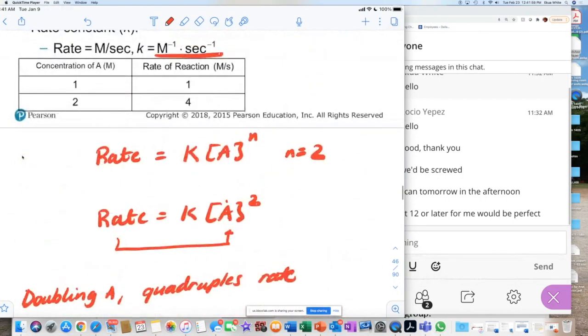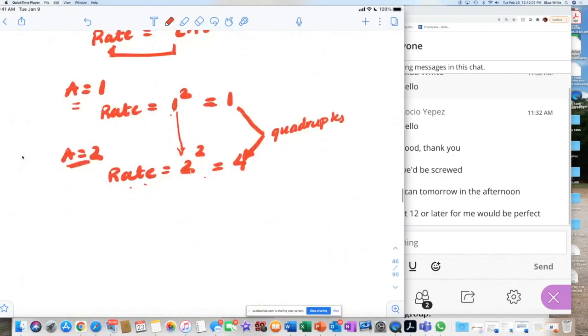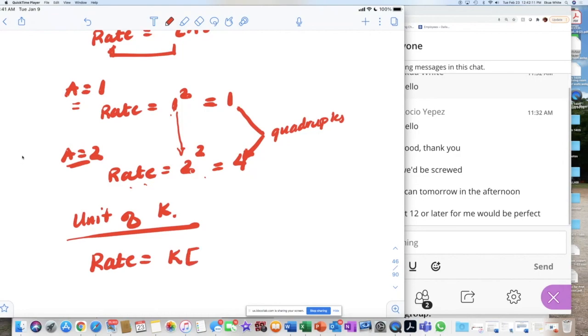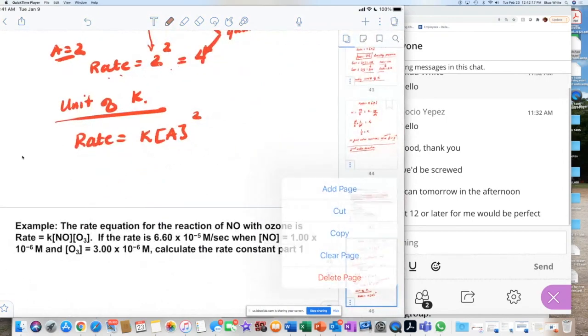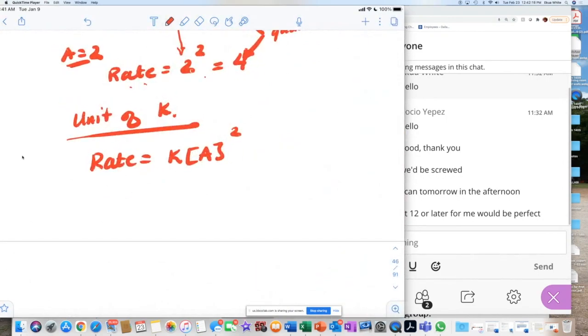What was next? Oh yeah, the units. Now that we have this, we have to figure out the unit of K. So rate for second order equals K A raised to the power 2. Let me add some more here. Not all the questions will be about the implications, but some questions will. So that's why I'm going over this.